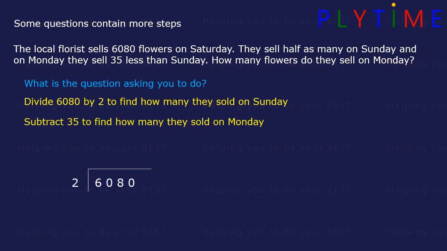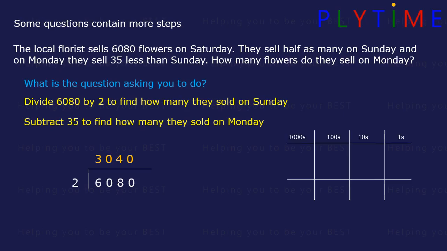So 6,080 divided by 2. 6 divided by 2 equals 3. 0 divided by 2 equals 0. 8 divided by 2 equals 4. And 0 divided by 2 equals 0. So on Sunday they sold 3,040. Now subtract the 35.